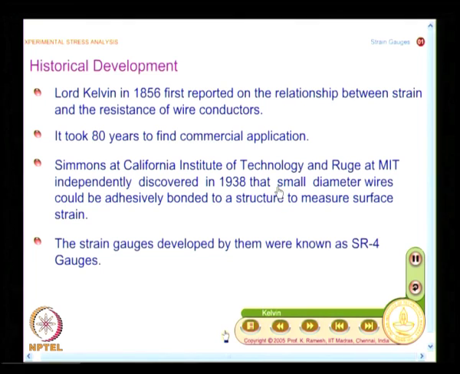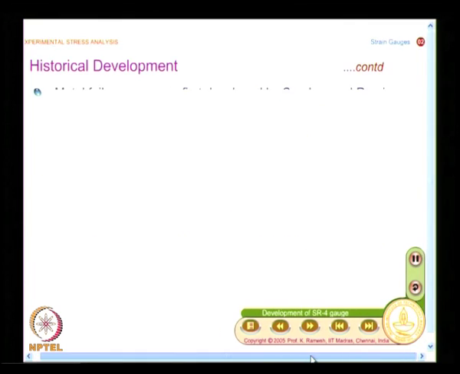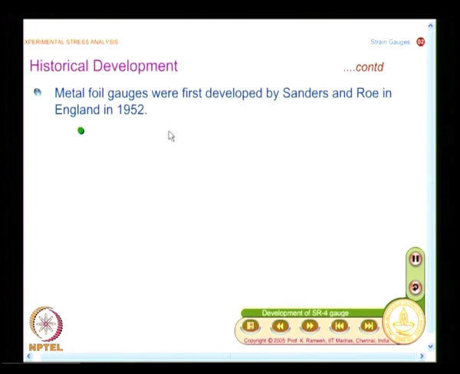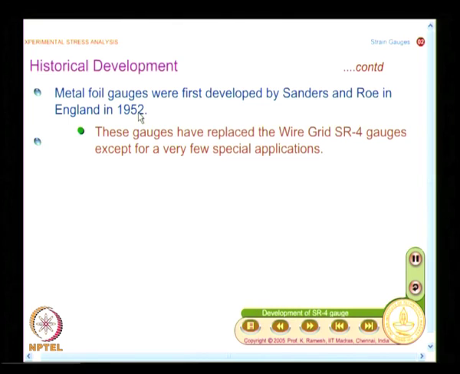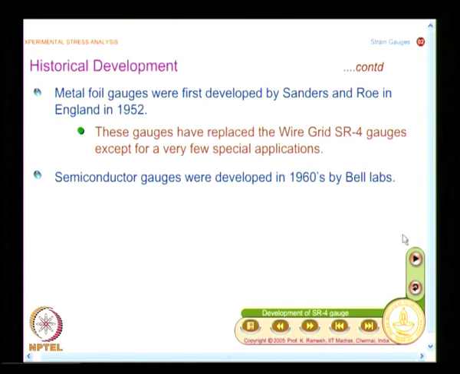So, after the small diameter wire that is used as a strain gauge, people also developed what is known as a metal foil strain gauge. That was in 1952, and this was developed by Saunders and Roe. And we will also spend time dealing with metal foil gauges in this course, and these gauges have replaced the wire grid SR4 gauge, except for a few special applications.